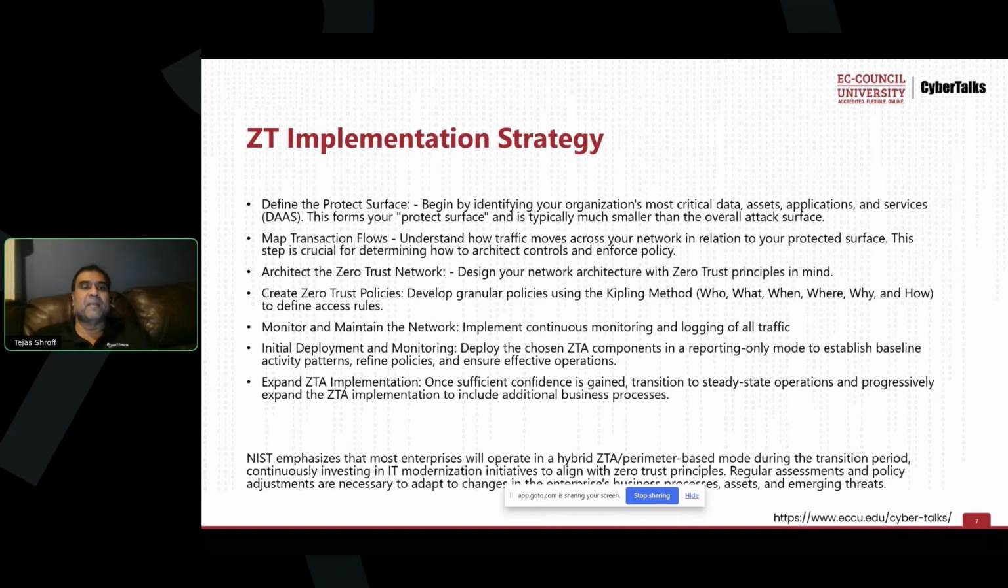Right? So the baseline activity patterns, defined policies, etc. are defined there. You want to expand your ZTNA implementation. Right? So once sufficient confidence is gained, you want to transition to steady state operations and accordingly expand the ZTNA implementation to include additional business processes. Right? NIST emphasizes that enterprises will be operating in a hybrid ZTA and perimeter-based mode.